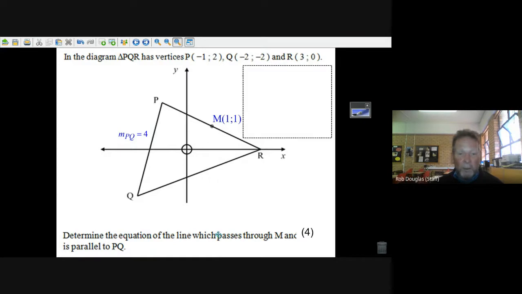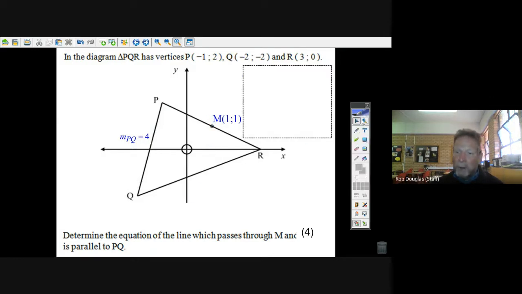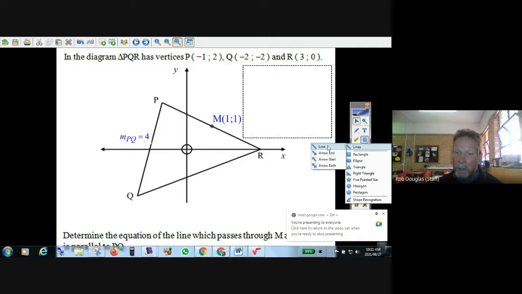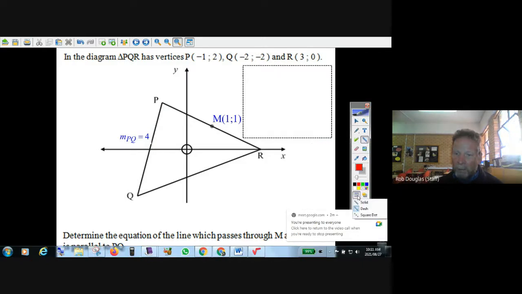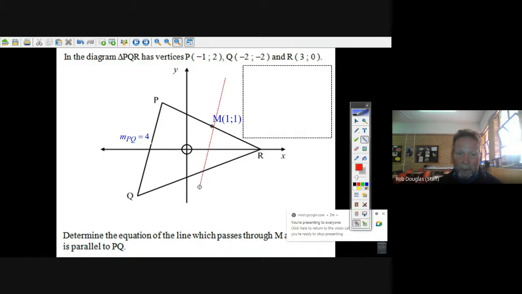It says, determine the equation of a line which passes through M. We worked out M is 1 and 1, but it's parallel to PQ. Well, the secret to this one, we know the gradient of PQ. The secret is when they say parallel, they're talking about a line that goes through M. Maybe I'll just draw it in here. I'll draw it in a little red dotted line here. A line that goes through M that's pointing right in the same way as PQ. Okay, so there's a parallel line going through.